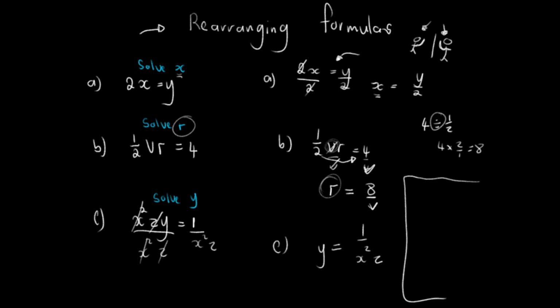What about if I had y squared is equal to 2x? Well, I can simply square root both sides. The square root will cancel out the square. So I'm left with y is equal to the square root of 2x.